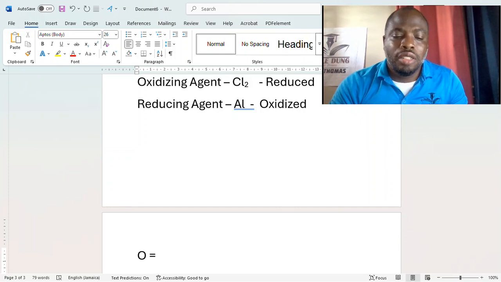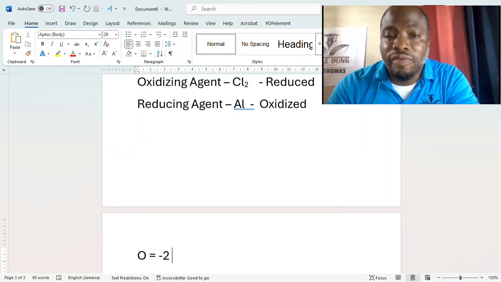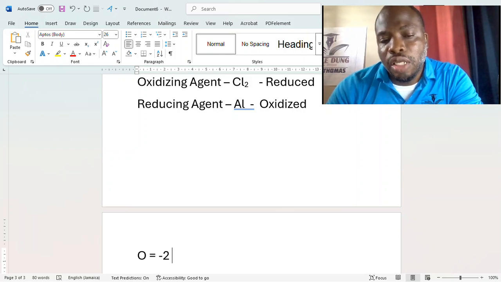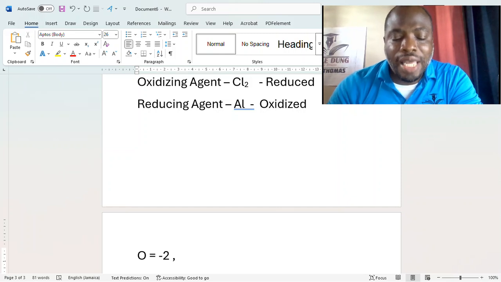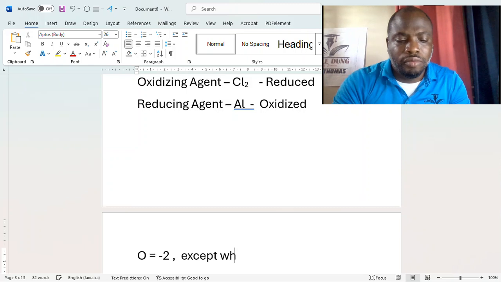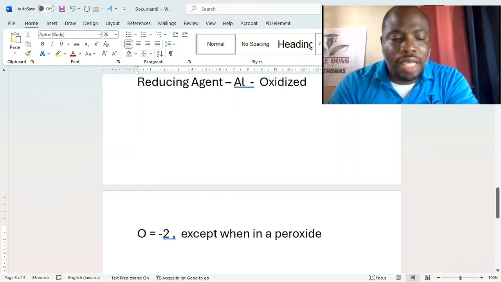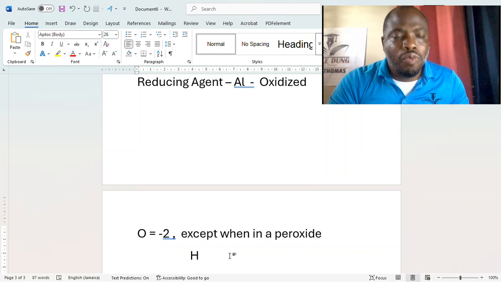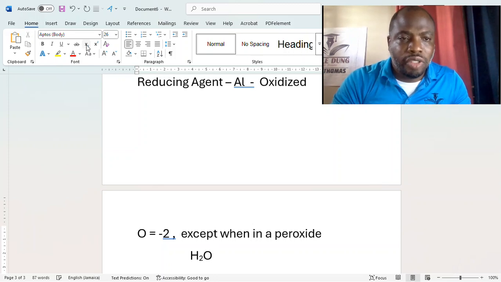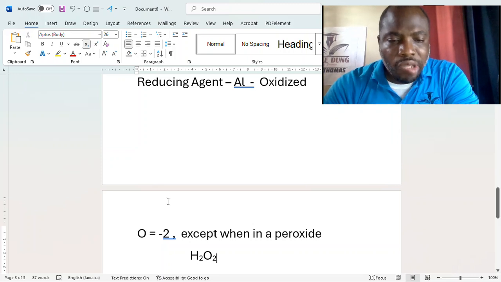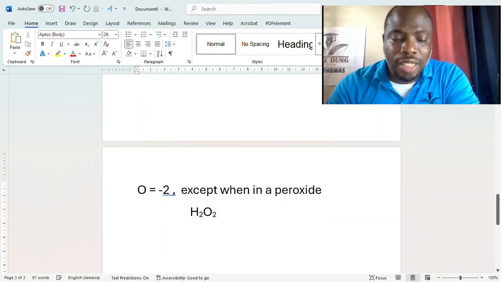Mr. Oxygen always has an oxidation number of -2. So when oxygen is in our compound, it has an oxidation number of -2, except when it is in a peroxide. The only peroxide that you will be using at your level is hydrogen peroxide. So once oxygen is not in a peroxide, anywhere you see the oxygen, just know the oxidation state is -2.